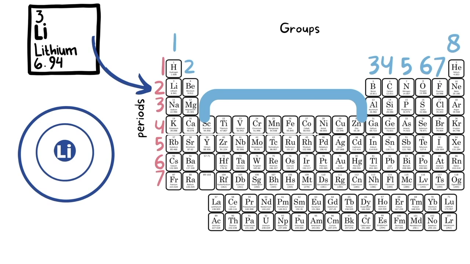How do we know how many electrons lithium has? We know this because the atomic number is 3. And since the number of electrons is equal to that, we are going to fill this atom with 3 electrons. 2 in the first shell and 1 in the valence shell, or the last shell.